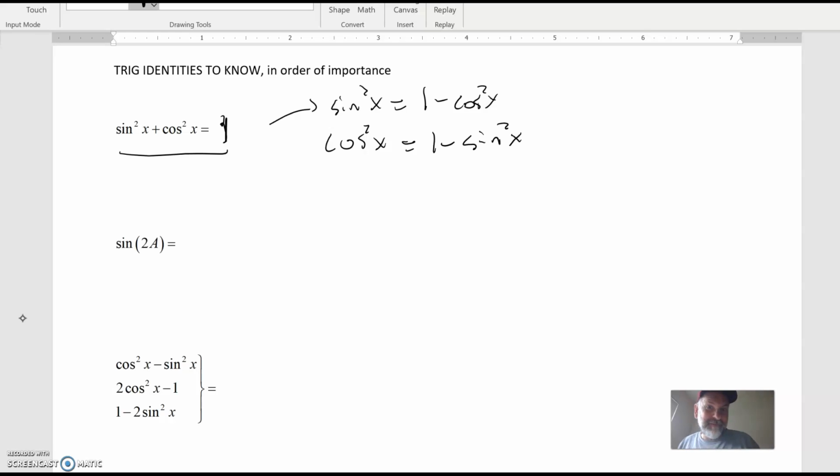So just keep your eye on those, because you'll need to be able to see it in a variety of forms. You might see this, and we want you to recognize it and go, oh, Pythagorean identity, sine squared plus cosine squared, that's cosine squared, and work it out.